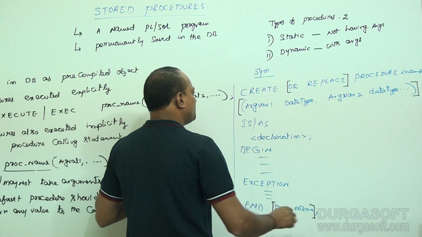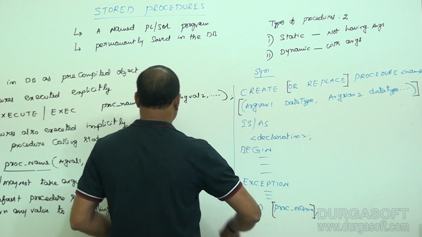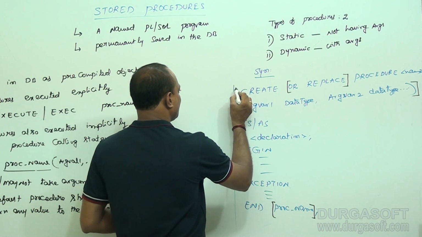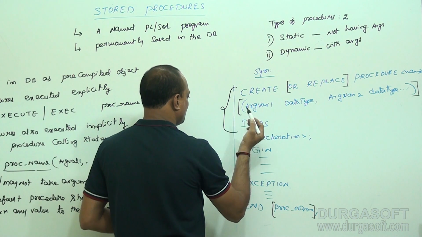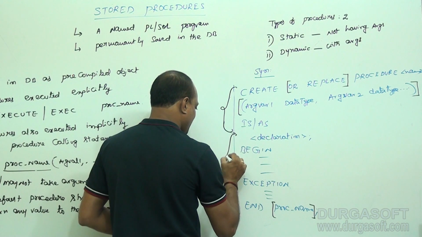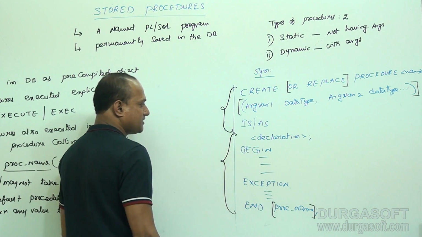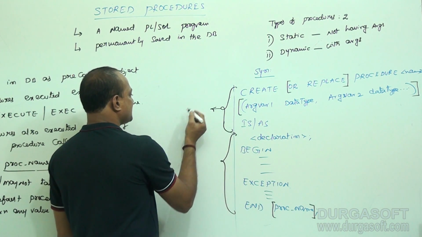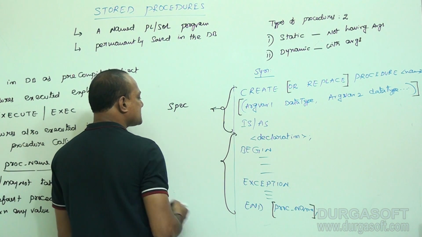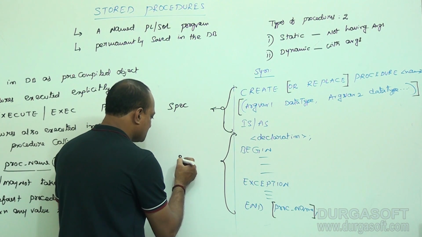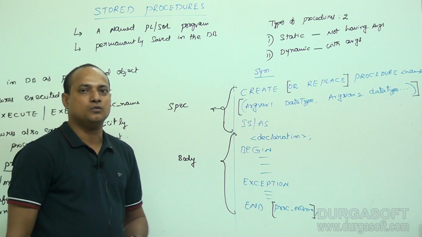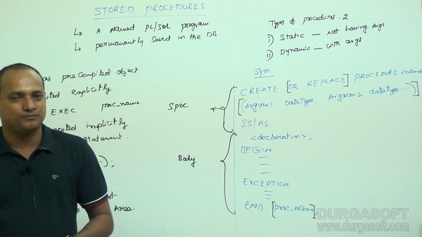Here we are having two parts. What is that? See, from here to here one part, and from here to here another part. This part is called as specification part. Simply say spec. Here body part. Procedure is having two parts. One is a spec and another one is body.